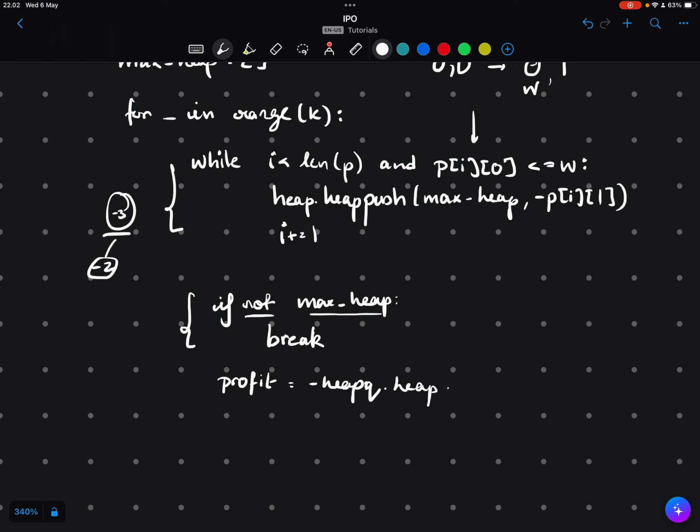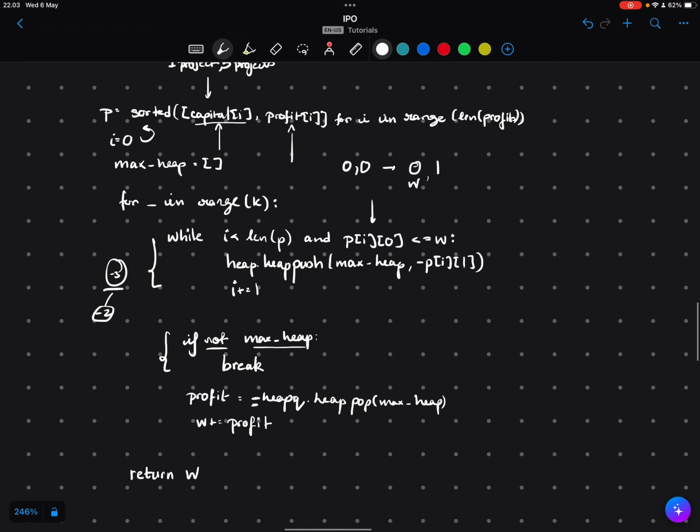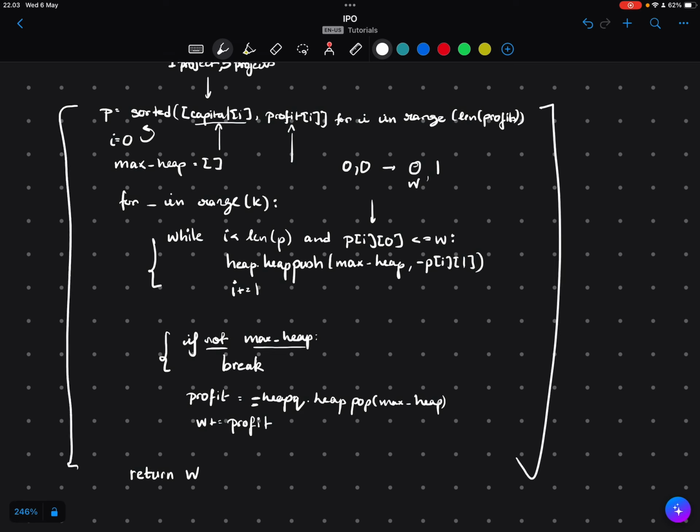Okay, now profit, like I said, is the one that we want at the top. So we do heapq.heappop from our max heap, and I've made a minus sign at the front. The minus sign is crucial. And W plus equals our profit, because now we consume the profit that we got from our project, and at the end just simply return your W. And that's it for this question. So we sort our capital, we take the lowest capital first, and then we try to maximize the profit.